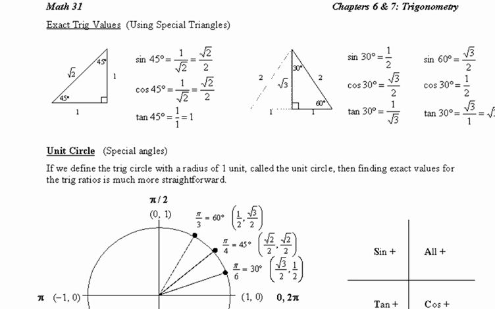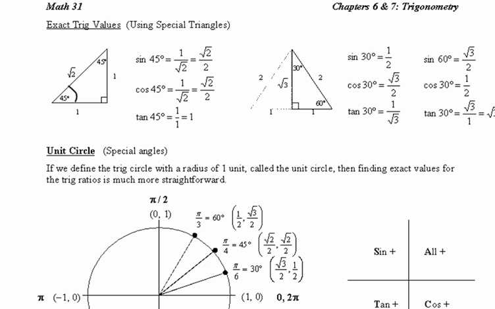If I wanted to get, say, tan 45, it would be 1 over 1 using your SOHCAHTOA ratios, or just 1. If you wanted cos of 45 degrees, cos is adjacent over hypotenuse. It would be 1 over root 2, or rationalized, root 2 over 2. If I wanted sine of 45 degrees, sine is opposite over hypotenuse, so 1 over root 2. Rationalized, that is root 2 over 2.